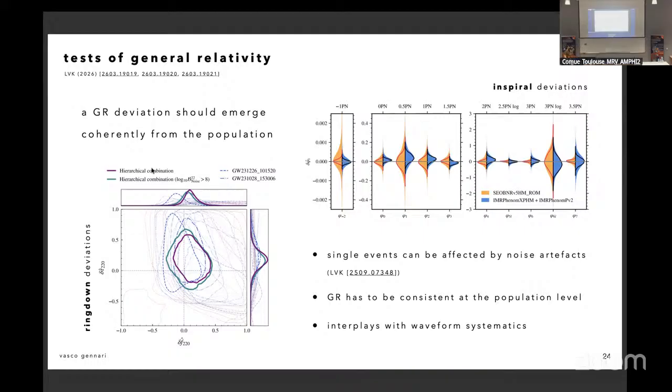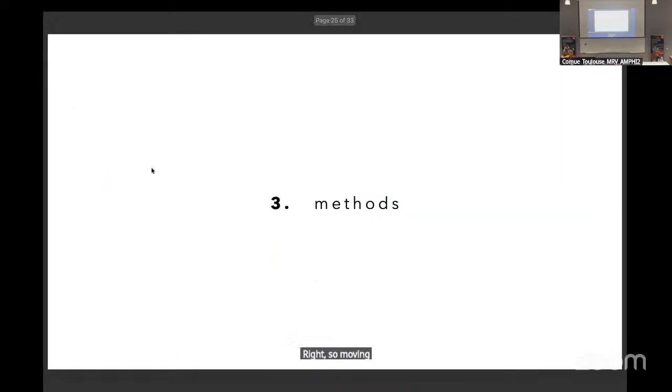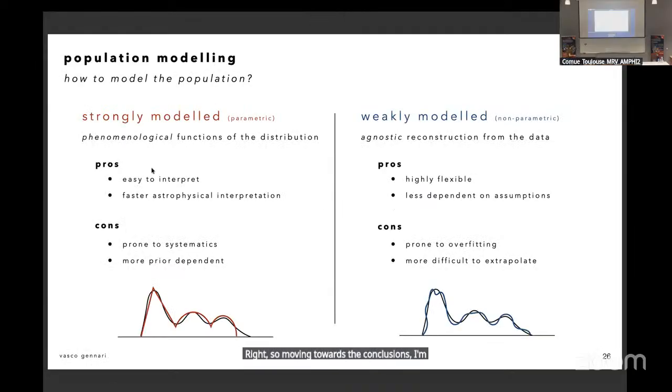Right, so moving towards the conclusions, I'm going to talk to you about the ways in which we actually parameterize these populations. So what are the methods that we use? I'm going to divide this into two main classes of approaches. We have strongly modeled approaches, which are often called parametric. This means specifying a phenomenological function for the distribution. This is easy to do, easy to implement, and possibly easy to interpret.